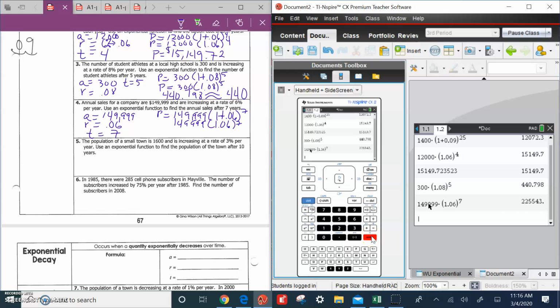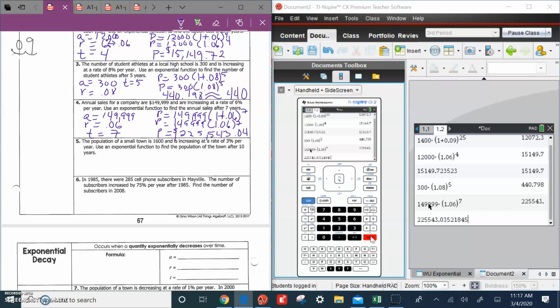The button under the equals is our exponent, and 7. Enter. All right, because it is money, go ahead and click up, hit enter, so you can see your whole value. So this investment is going to increase to $225,543.04. Okay, so money again. All right, so I think we're good on that one.